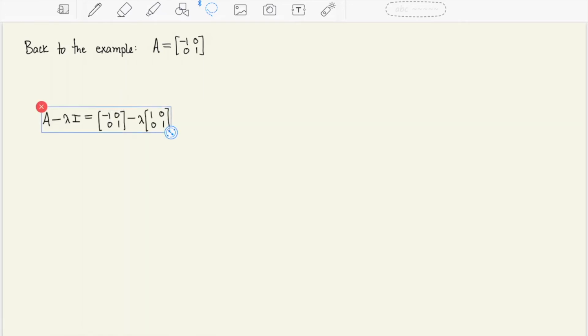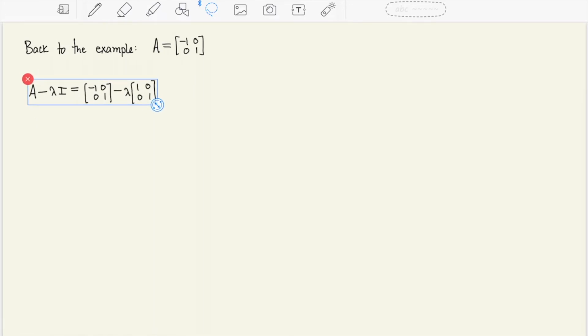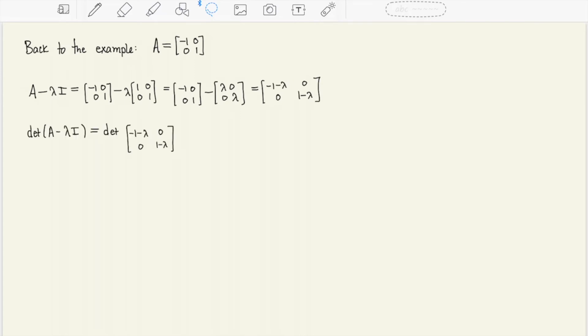So in this case, we're going to be looking now at not A, but A minus lambda I. So that's this particular matrix, and then we subtract the scalar lambda times the identity matrix. So we multiply the lambda through the identity matrix, and adding these two together, then we're left with a 2 by 2 matrix. So when we calculate the determinant of A minus lambda I, we're calculating the determinant of this matrix that has little lambdas as its entries.